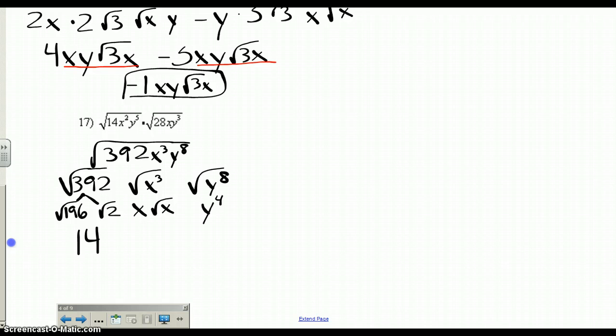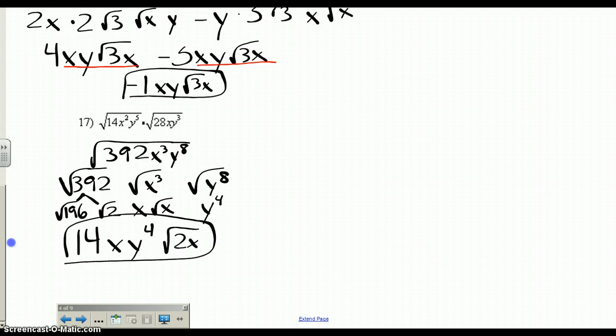So I'm going to bring everything out front that's not underneath the square root. And everything left is going to be underneath that square root. So when we're doing multiplication, please combine them first.